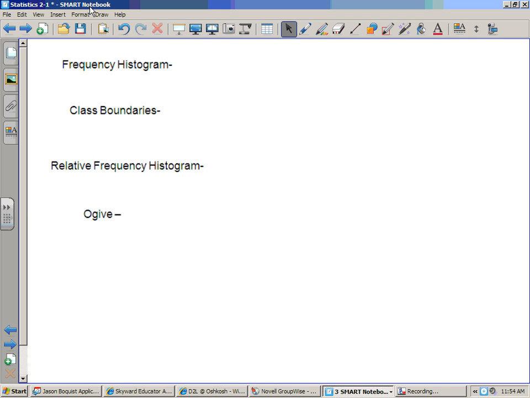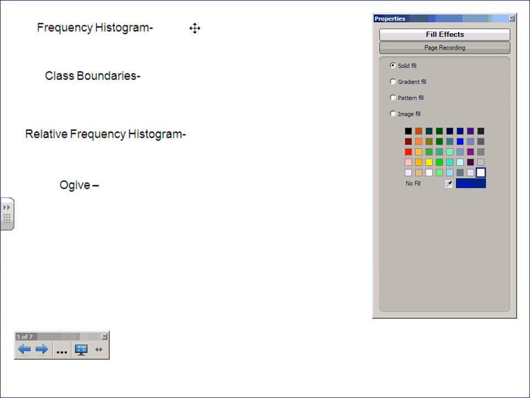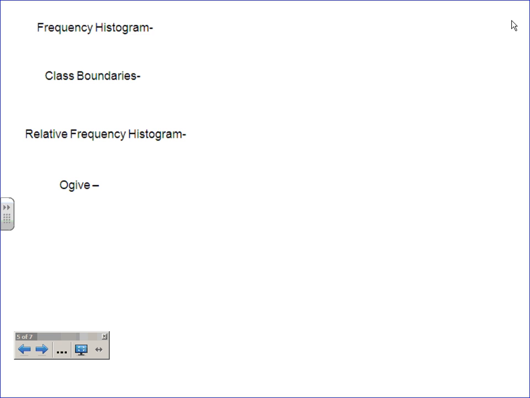So pretty much you could say this is part 2 of 2-1. Just a few definitions, then we're going to talk about these and go from there. Frequency histogram.